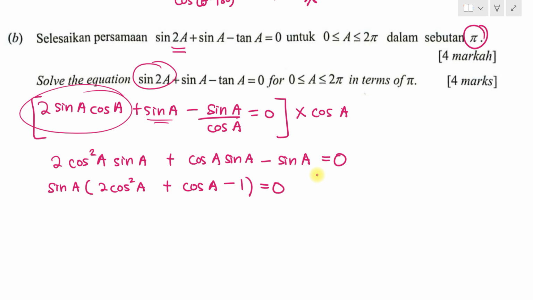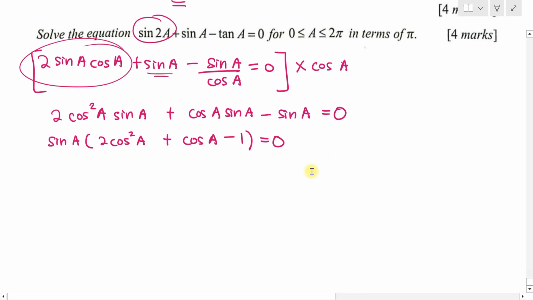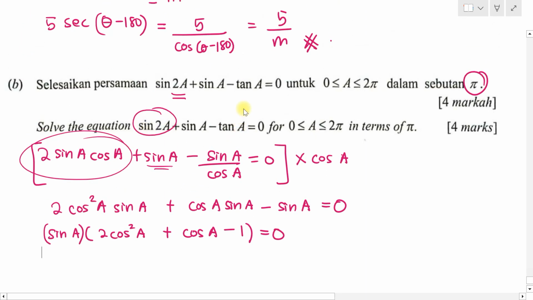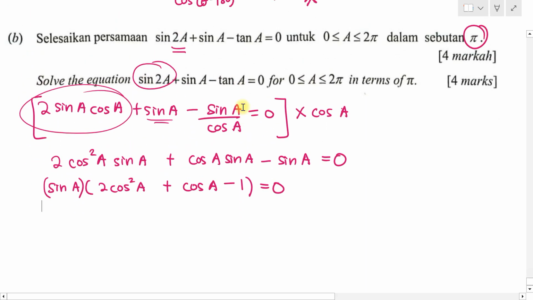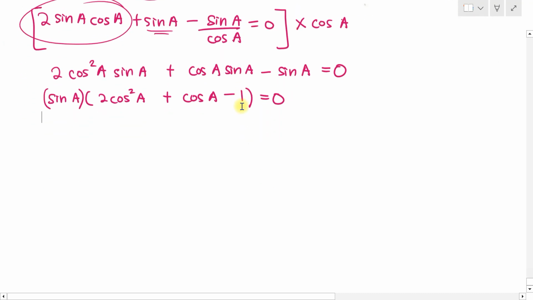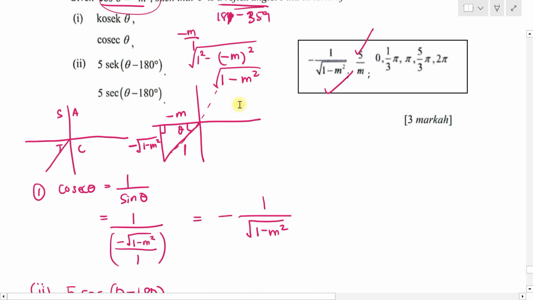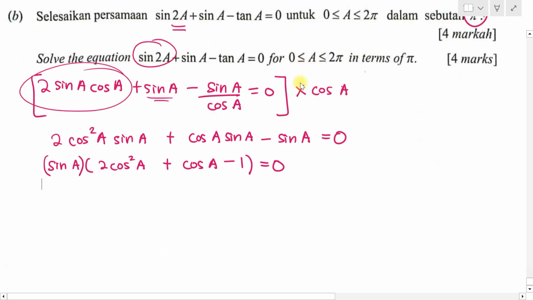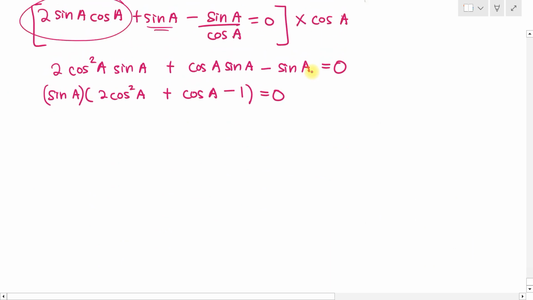Wow. Okay. This question is terrible. Okay, we need to solve the sin, and then the 2 cos square A plus cos A minus 1. I think I have met this question in our module, the Nilam book. Not sure. Okay, let's try to solve it. Your answers should be 0, pi over 3, pi, 5 pi over 3, 2 pi. Okay, let's try. We solve sin A first.